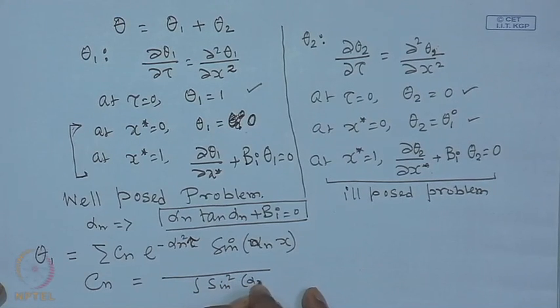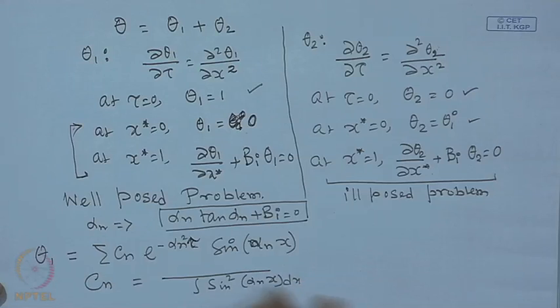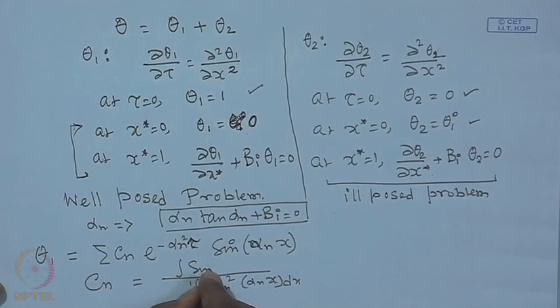in the denominator, integral sin square alpha n x dx from 0 to 1, and in the numerator it is integral f x, which is 1 in this case. So, it will be integral of sin alpha n x dx from 0 to 1. So, this gives the complete solution of theta 1. We have already proved this solution earlier. So, if we want, we can look into the solution of C n once again.